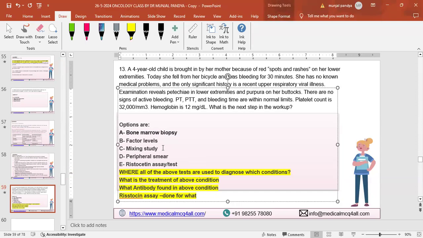Mixing study is again not for low platelets, because it is done for high PT and APTT. Factor level is done when we suspect a factor deficiency, and bone marrow biopsy is the final investigation once you do the clinical and initial investigations. Bone marrow will not give much clue in ITP because it's a diagnosis of exclusion. So bone marrow is probably normal, except for an increased number of megakaryocytes. That's what I can see in bone marrow.